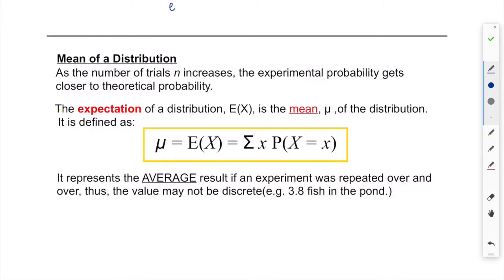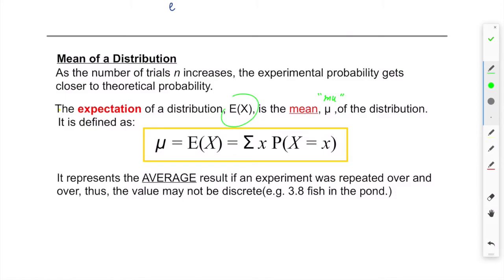So we call this the expectation of a distribution. So we use the symbol E of x to represent that. And it's also referred to as the mean. We use the Greek letter mu. So you'll either find the average of the distribution, or the mean of the distribution, or the expectation, or the expected value of the distribution. It really refers to the same thing.